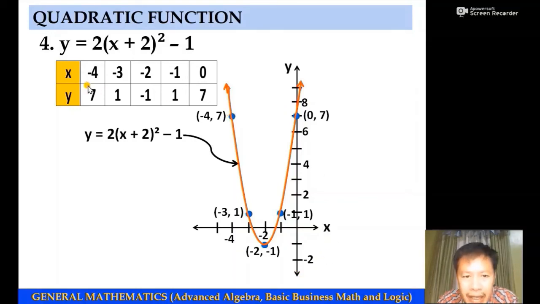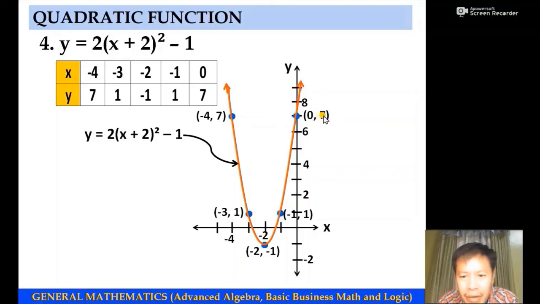We will proceed. If x is equal to -4, y is 7. 1, 2, 3, 4. Then move upward because your y is positive. 1, 2, 3, 4, 5, 6, 7. This is it. If x is equal to 0, y is 7. Take note. This is our y-intercept, 7. How did you get that 7? Here. 2 times 2 is 4. 4 times 2 is 8 minus 1 is 7.